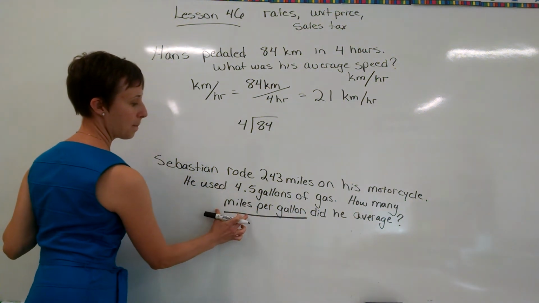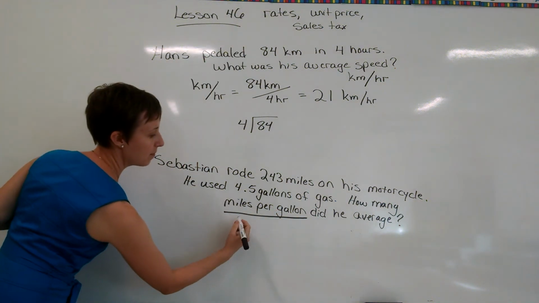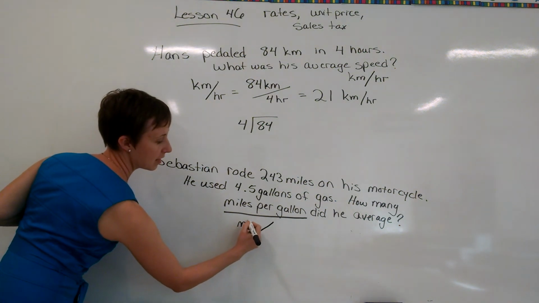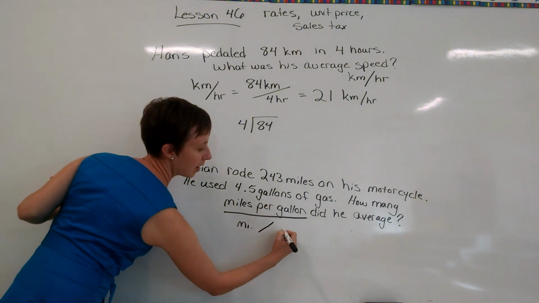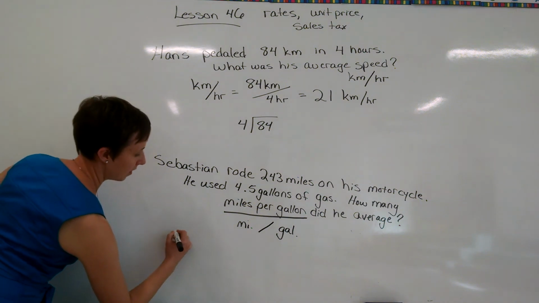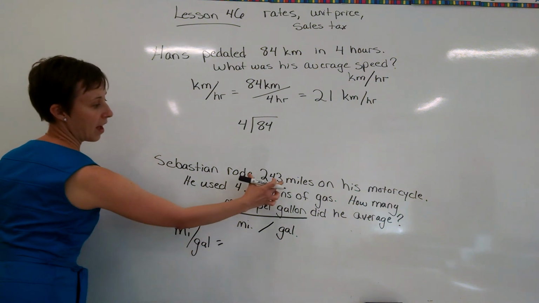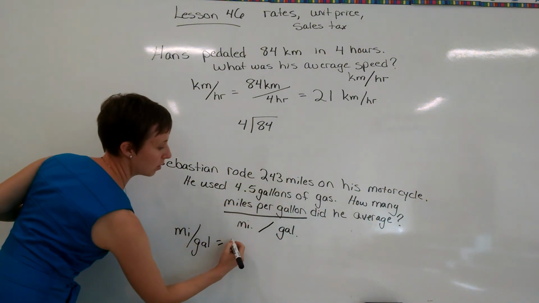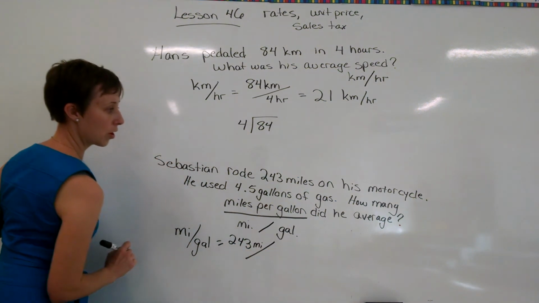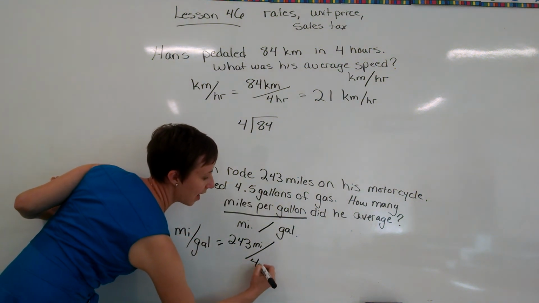We want to find miles per gallon. We talked before in our unit price problem about when you have per, you're going to use the fraction sign. So we want to find the number of miles per gallon. Let's solve that problem. I want to find miles per gallon. I have my miles. He went 243 miles. Per, he used 4.5 gallons of gas.